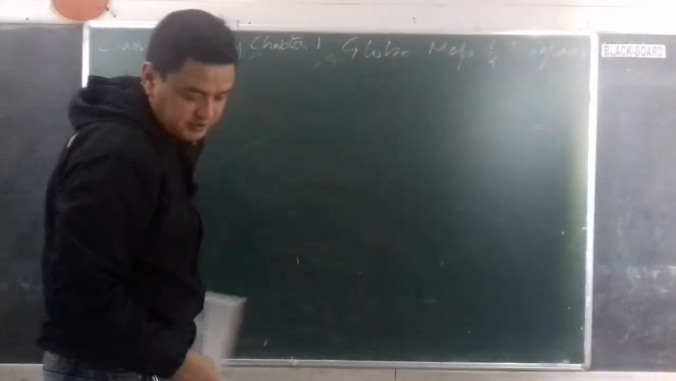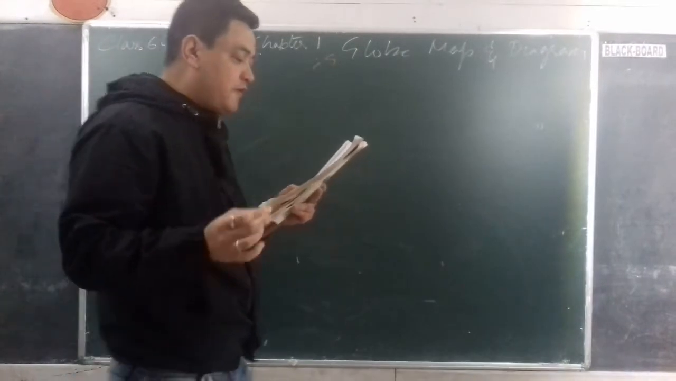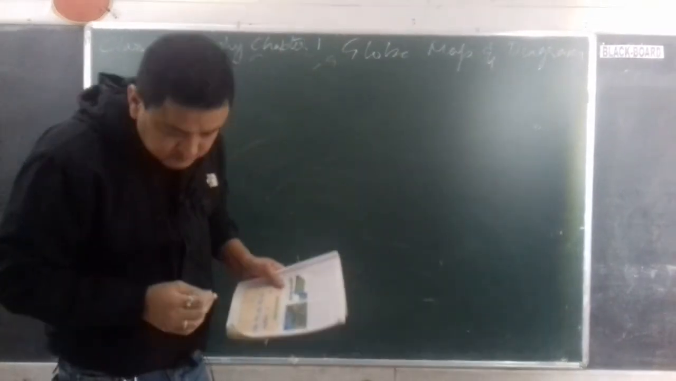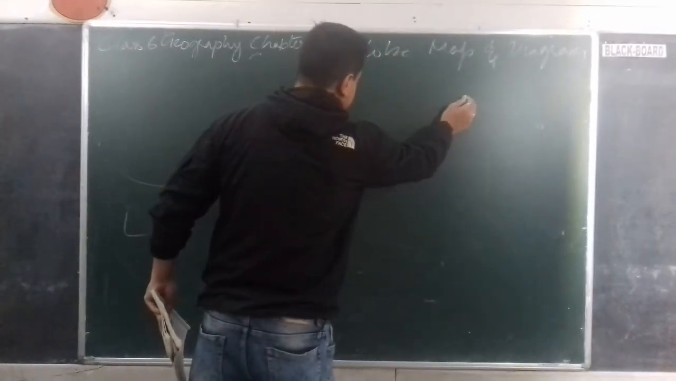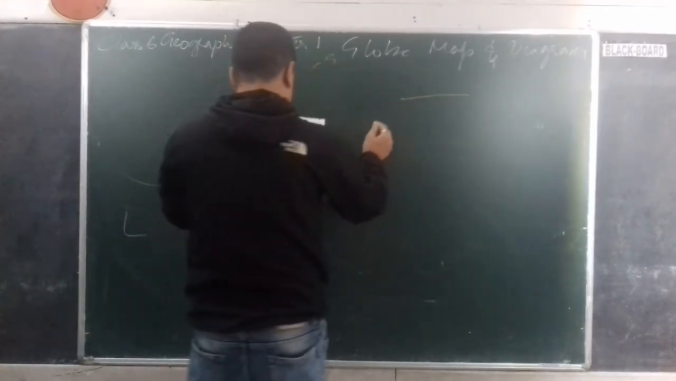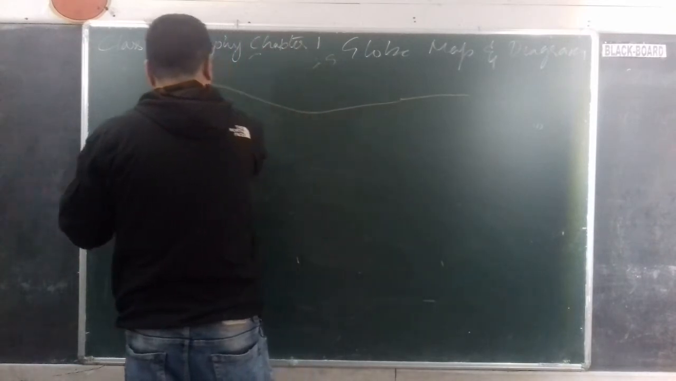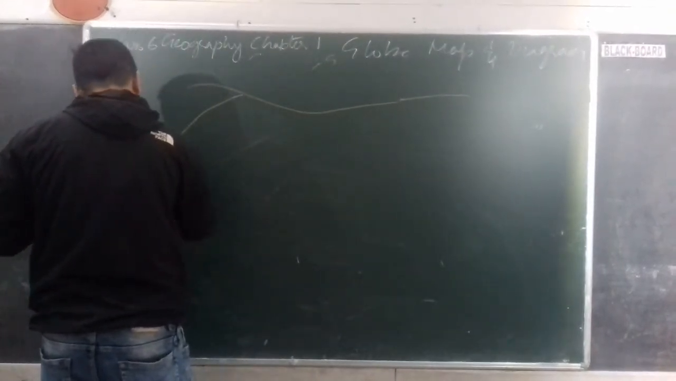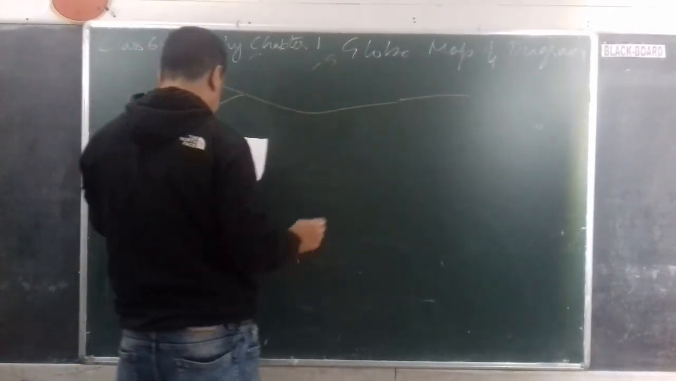Now we are studying about distributaries. What is a distributary? A distributary is a stream that branches off and flows away from the main stream. Distributary means it distributes water. So I am making a diagram of the distributary.